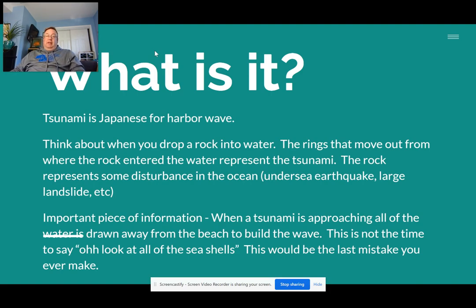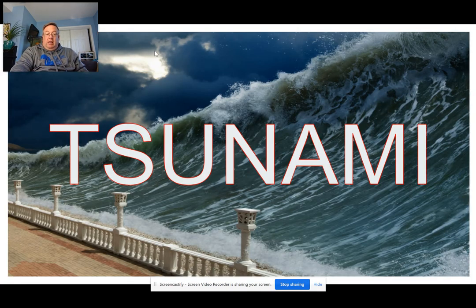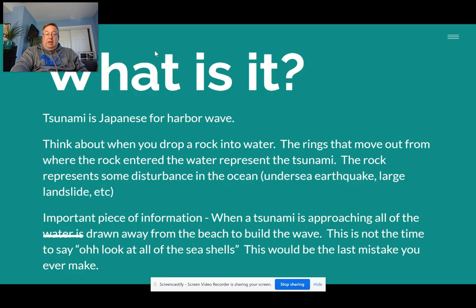Literally, if you do that, that is the last mistake you are ever going to make. What's happening is that water is getting pulled out to build up the tsunami wave that's coming back in. So for that big wall of water that you see here, that water all had to come from someplace. So it would be pulling the water away from the beach. If you see that happening, you need to get someplace high quickly. Tsunamis travel at a very, very fast pace.